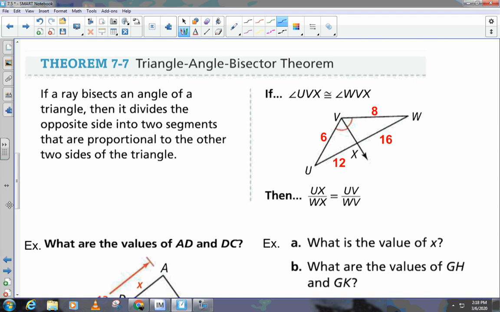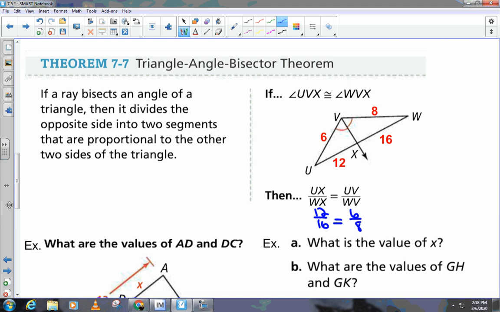So what I could do is I could say that UX is to WX as UV is to 8, okay? Because if I set it up like that, that's 12 is to 16 as 6 is to 8. Well, if I reduce both of those, they both become 3/4, don't they? Okay? So I could set it up like that, okay? The other thing I could do is this goes through the middle of the angle, but not necessarily the middle of the opposite side.